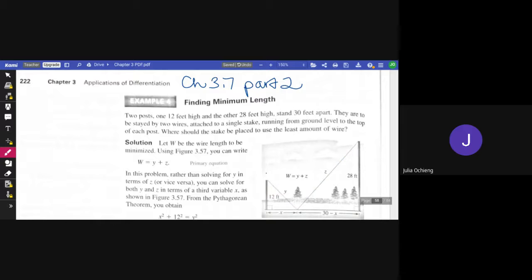Where should the stake be placed to use the least amount of wire? So should the stake be here? Should the stake be here? We're trying to figure out what will use the least amount of wire.